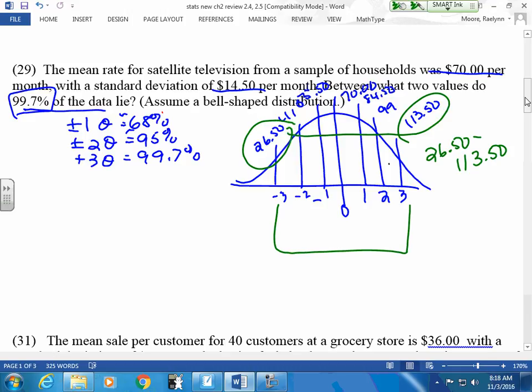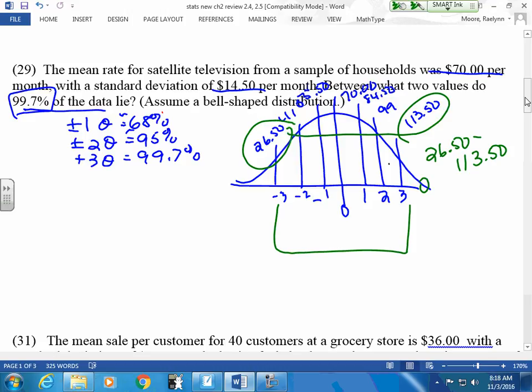So if I was a satellite company, I would tell you 99.7% of my customers pay somewhere between 26, because you're going to say, oh yeah, you're going to start me with a small bill, and I'm going to end up paying $200 anyway. And he's going to say, really? The most they pay is between 26 and 113.50. 99.7% of my customers. That's almost all my customers. I have a rare customer out here that uses a little bit more. I have a rare customer down there, would be very rare, who use even less than theirs.